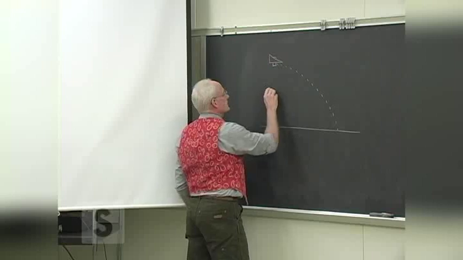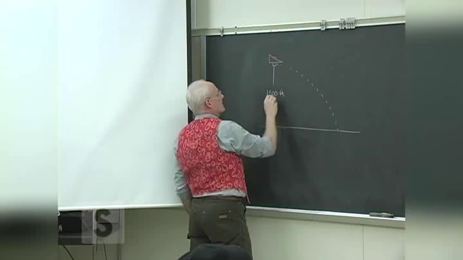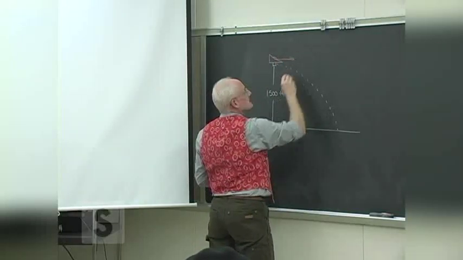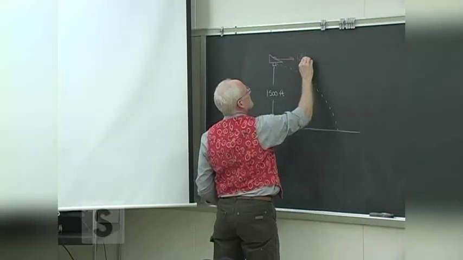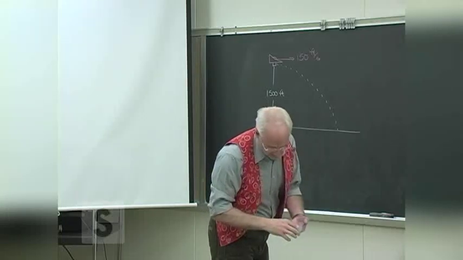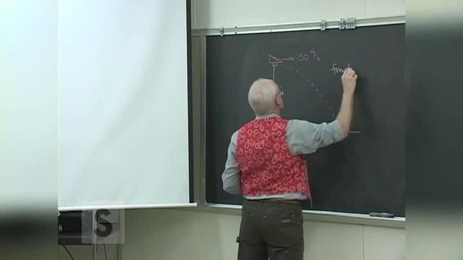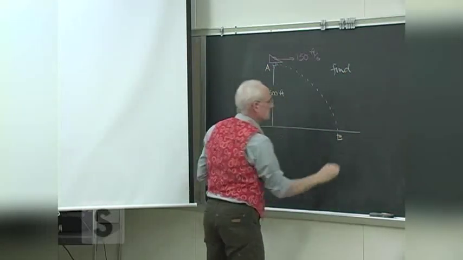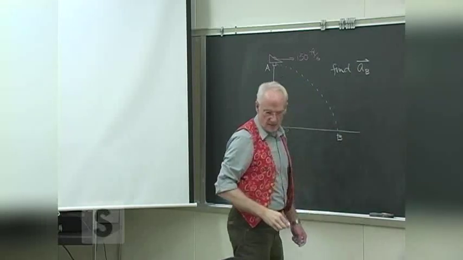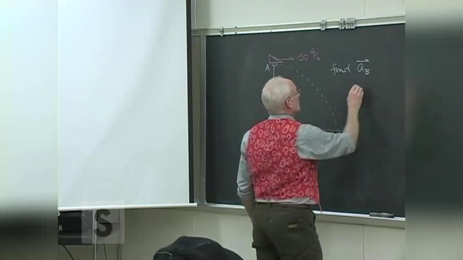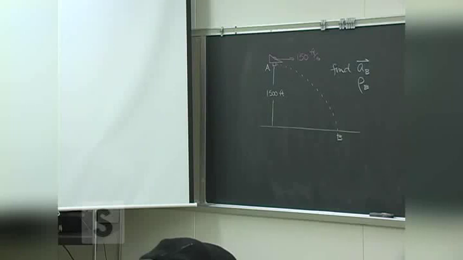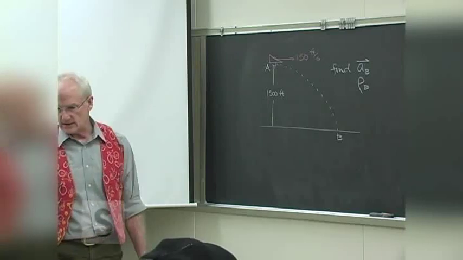So, given that the height is 1,500 feet from where the object is released, and the speed at release is 150 feet per second, want to find two things. We'll label the release point as A, drop point at B. Find the acceleration at B and the radius of curvature at B. And as usual for these projectile motion ones, neglect air resistance.